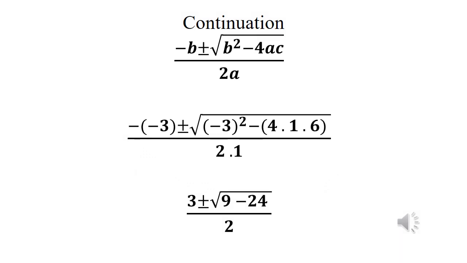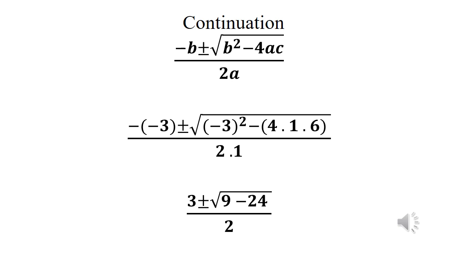So we are going to plug in the values of a, b, c in our quadratic formula. So we have minus 3, because our b is minus 3, plus or minus square root of minus 3 square minus 4 times 1 times 6, because our a is 1 and our constant c is 6, all over 2 times 1. So we have 3 plus or minus, because minus times minus is plus, so we have 3 plus or minus 3 square is 9, then minus 4 times 1 times 6 is 24, all divided by 2.